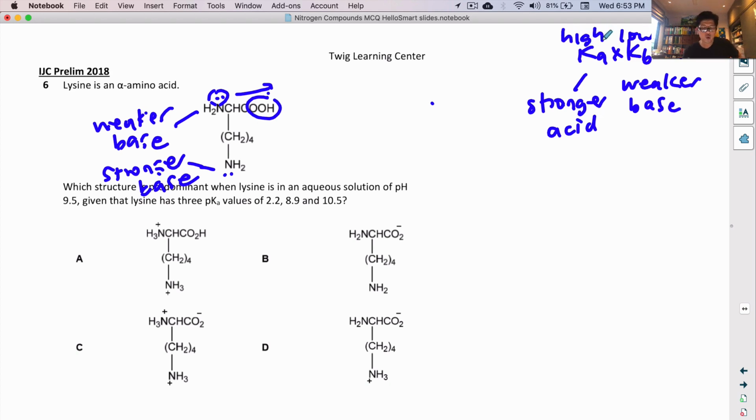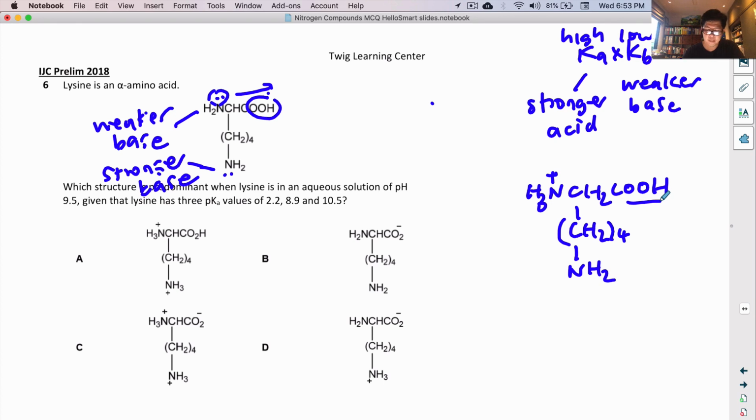I'm going to draw this out very quickly. I'm just going to look at the Ka values of these three acids. This is the strongest acid, the pKa is 2.2, and since this part is the weaker base, this becomes the stronger acid, so you have a pKa of 8.9. And this one, sorry, I should draw NH3 plus, the conjugate acid, has a pKa of 10.5.